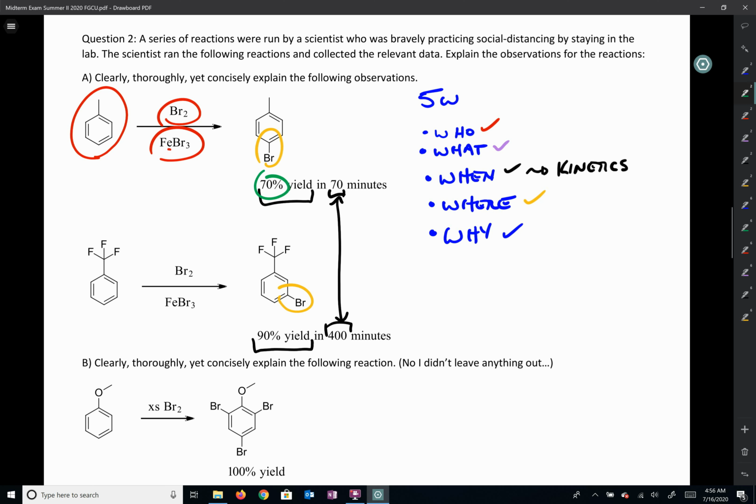Are we under acidic conditions? Are we under basic conditions? Do we have a Lewis acid? Do we have a strong acid? Do we have a weak acid? Do we have a good nucleophile? Do we have a weak nucleophile? When, right? The kinetics. Is one reaction faster than the other, right? The where, that's kind of our mechanism, right? Or where we are adding things. Okay, the why, the mechanism again. Take a look at your resonance structures. Draw them out. Explicitly describe what is happening there.